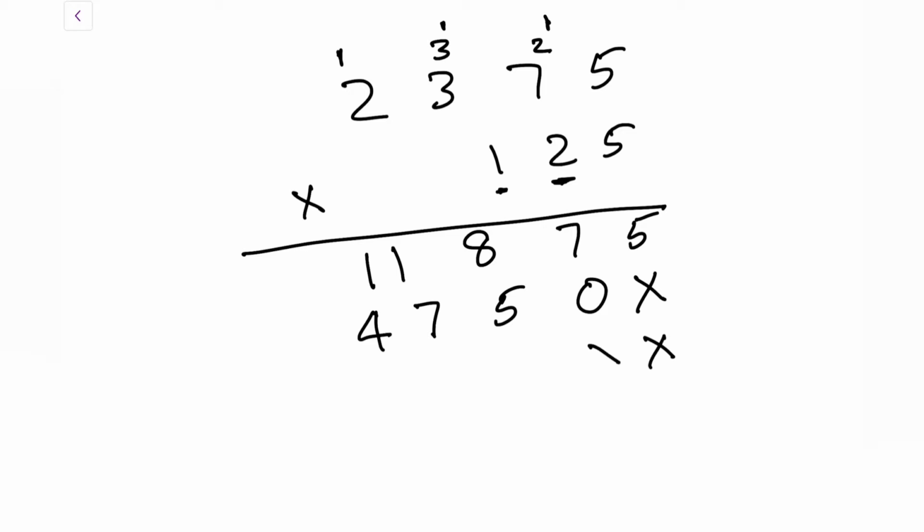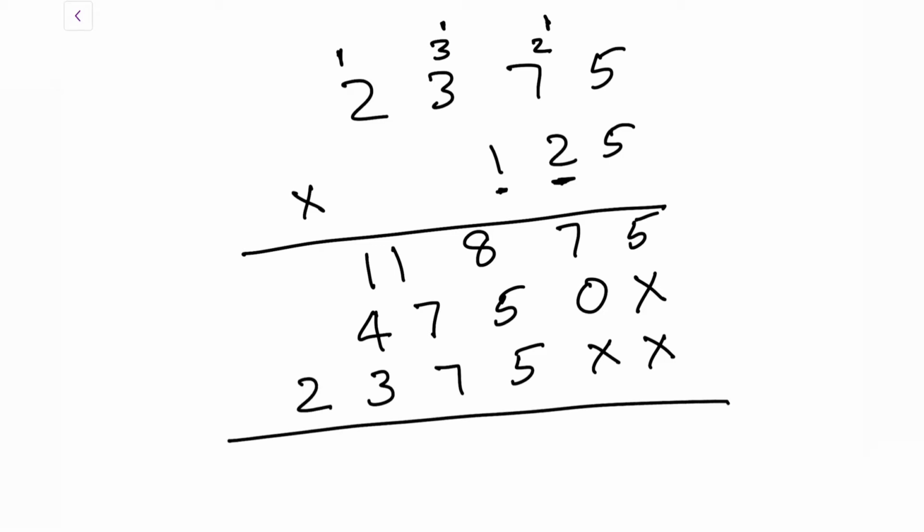Cross out the ones place and tens place and multiply 2375 with 1. 2375 into 1 will be 2375. 1 into 5 is 5. 1 into 7 is 7. 1 into 3 is 3. 1 into 2 is 2. That's it. You've got your 3 rows. Now you just have to add the 3 rows.